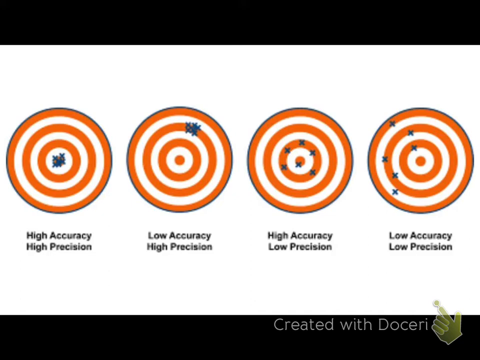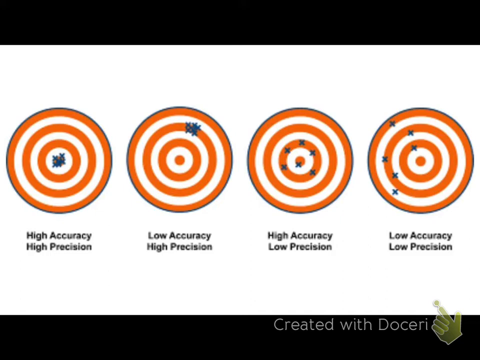Something can be highly accurate, so hitting the bullseye, but low in precision. Your data's kind of scattered all over the place. And then you can also have the last one, which is the one we want to avoid if at all possible, which is where your accuracy is low and your precision is low. Your data's kind of scattered all over the place and it's not hitting the target, not hitting the actual measurement.